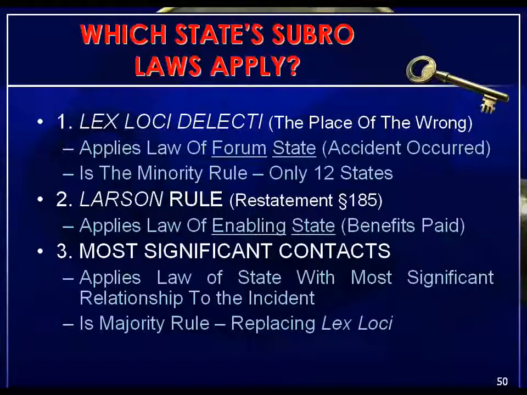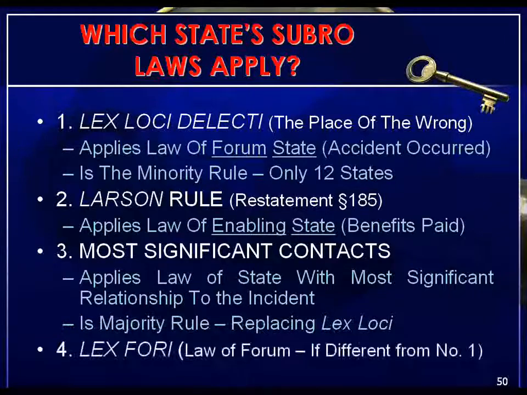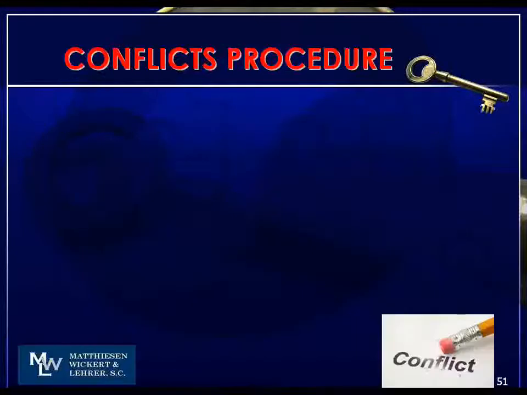Very common, the majority rule, is the most significant context. This is really a cop-out. It's a state which hasn't made a decision on extraterritorial subrogation involving work comp yet, so it applies the general conflict of law rule, which is it applies the law of the state with the most significant context. And then lastly, you have a law which is very rare. It's the law of the forum, and that's if the forum is different than number 1 above.